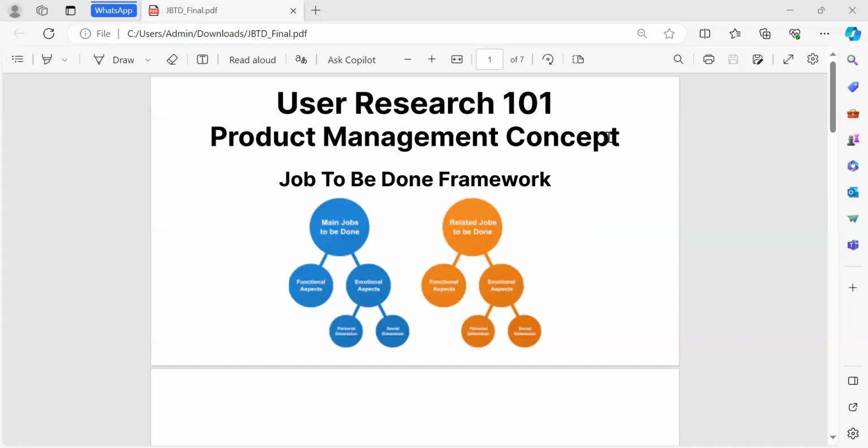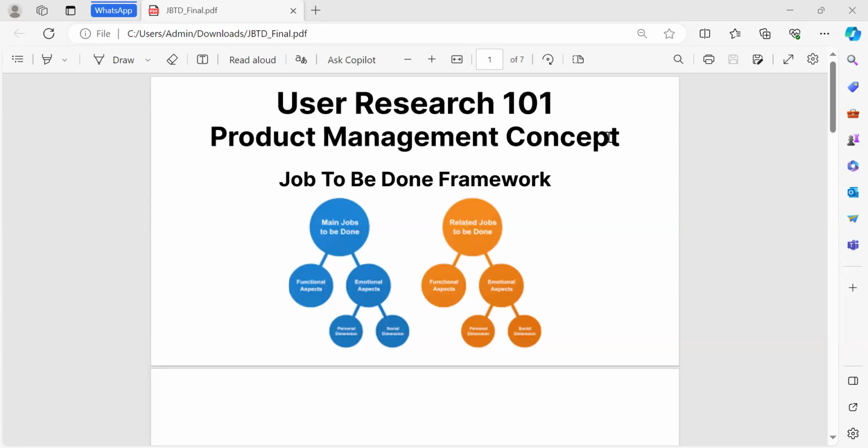Hey guys, so our today's topic of discussion in the product management concept playlist would be the job to be done framework. In the past videos of user research, we have understood different methods of user research, where we have talked about customer interviews and surveys, and how to do them, and what kind of questions we need to ask the users. These were all a part of deriving insights.